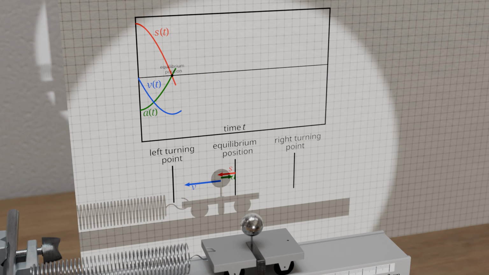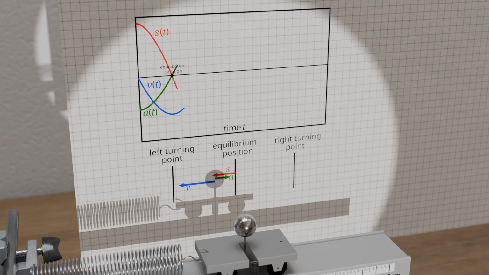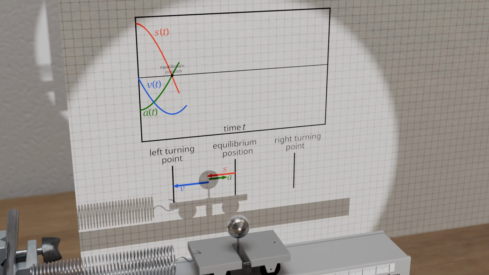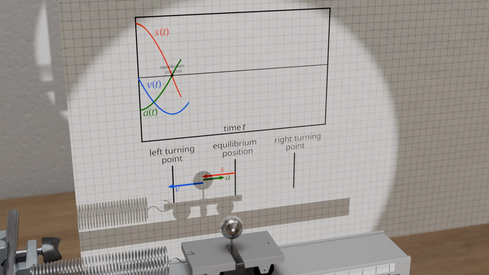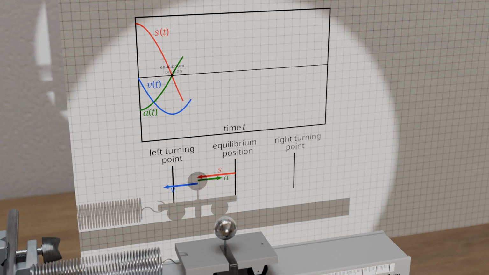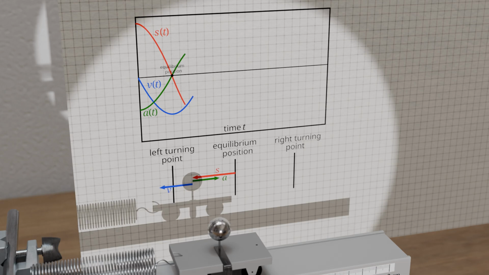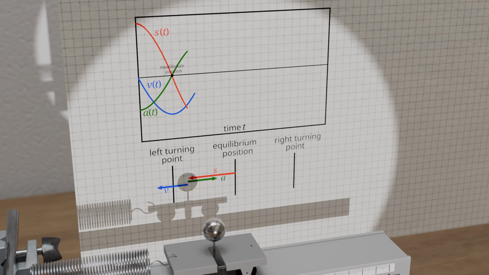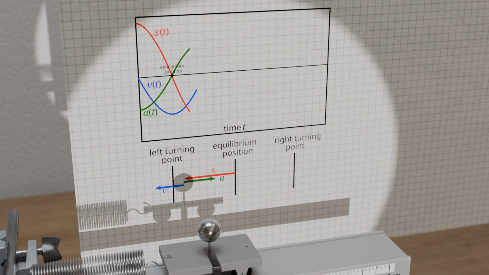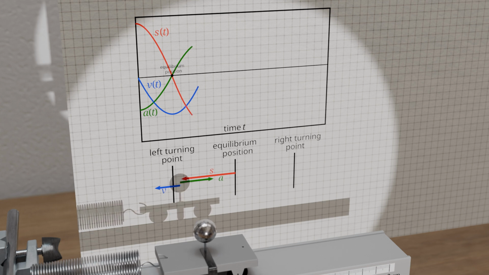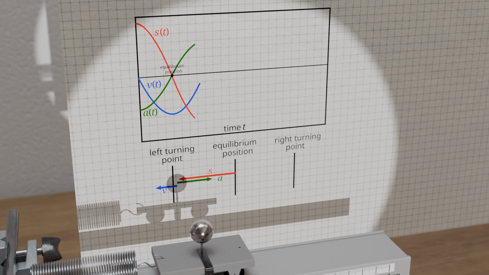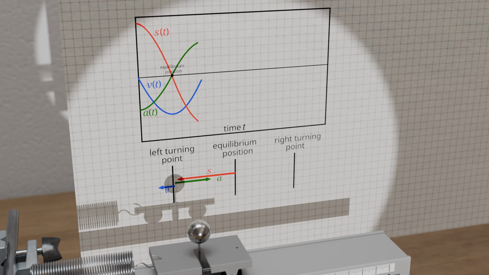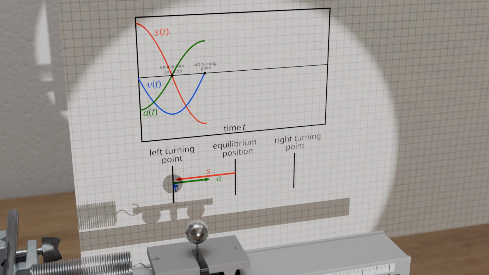Due to its inertia, however, it does not stop there but continues moving. After passing through the equilibrium position, the spring is compressed. A spring force now acts again, this time opposing the motion. The cart is gradually slowed down as the spring is increasingly compressed and the opposing force grows. Eventually, the cart comes to a stop at the left turning point, where the spring is maximally compressed.